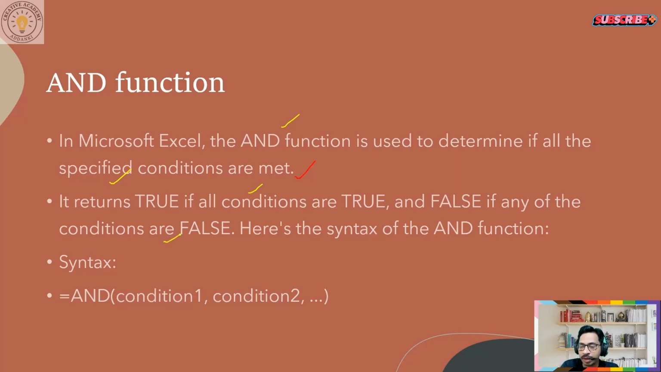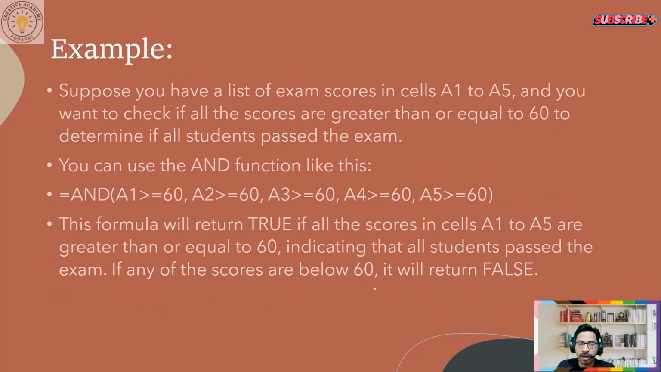Suppose 10 conditions are given, 9 are true and 1 is false. Obviously, it will return false as output. Every condition given for the AND function must be true to get the final output as true. Let's see an example related to the AND function.